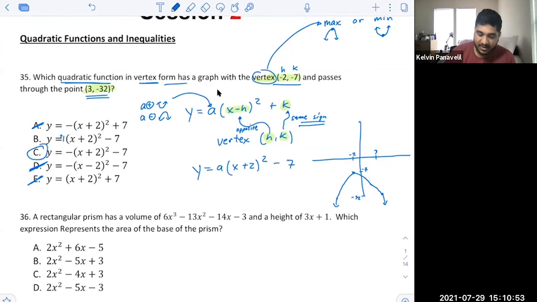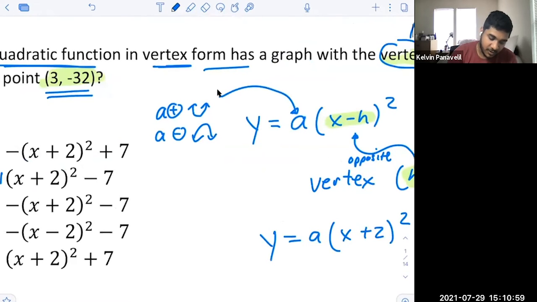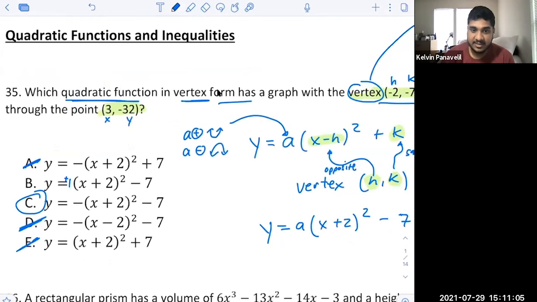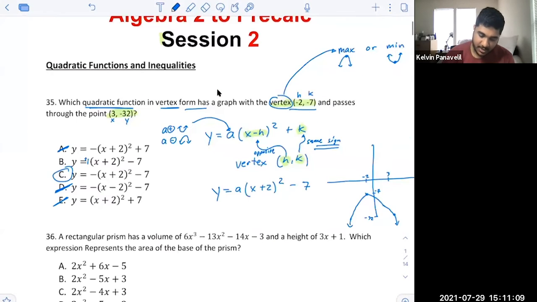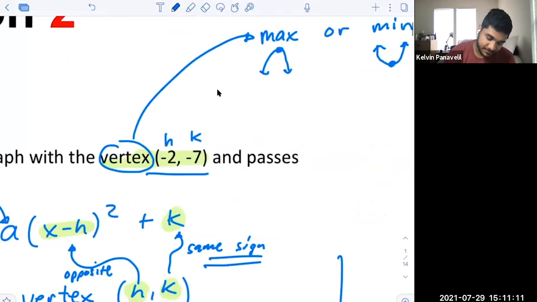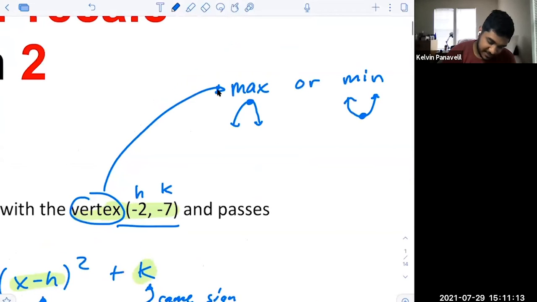And if you wanted to find the exact value of A, you would plug in 3 and -32 for X and Y, but we didn't have to do that, right? Then you would solve for A. But we can just graph it to see that it's a negative parabola, so A has to be negative. One more time: A is negative, it's pointing down. A is positive, it's pointing up.